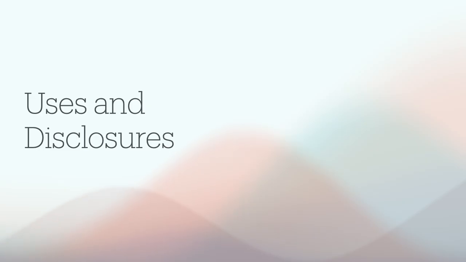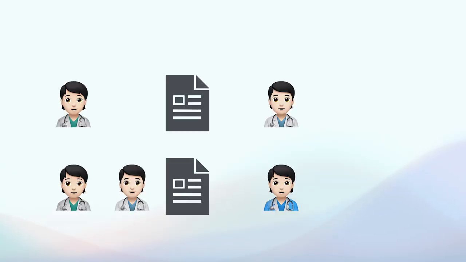Let's talk about use and disclosure of PHI. Information that might identify the patient directly or indirectly is considered PHI. Now that we have a better understanding of PHI, let's discuss use and disclosure.